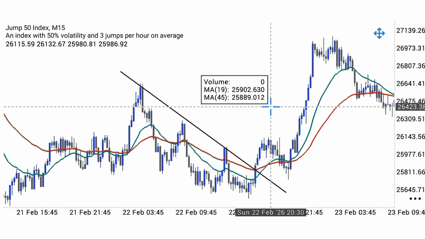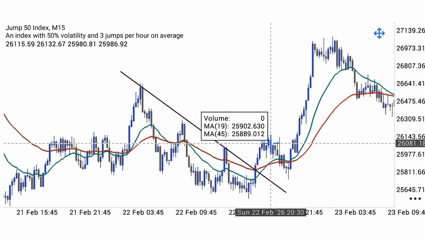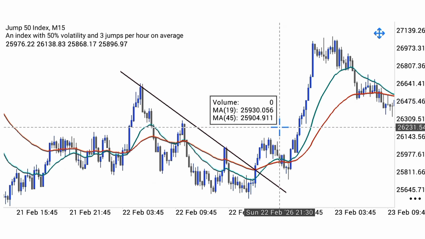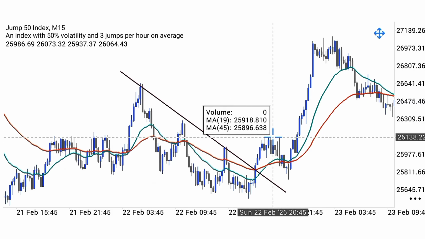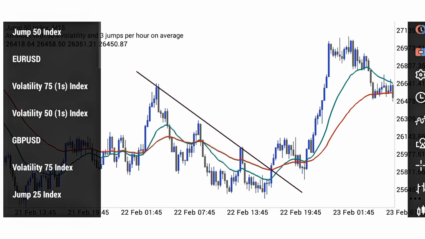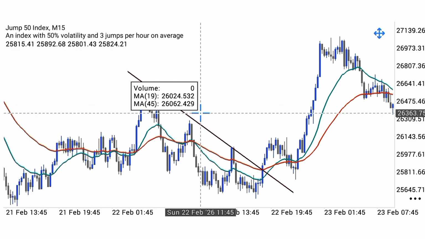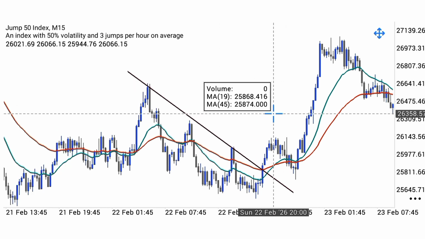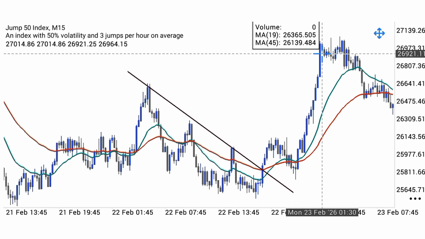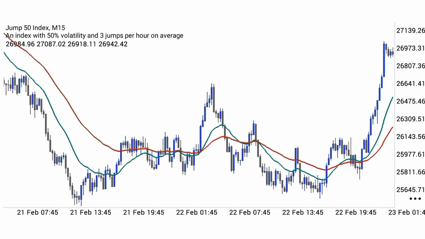So you can prepare yourself to accept this new trend that is going to form, or to analyze this new trend that is forming. Sometimes it will not work and it will continue moving down, but most times during the crossover, you will see that the market will change direction and it will start moving in another direction. So let me delete this.